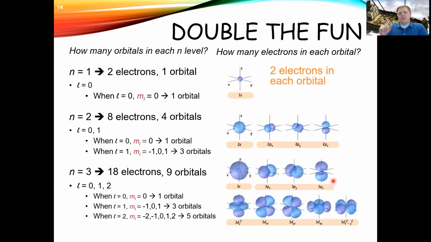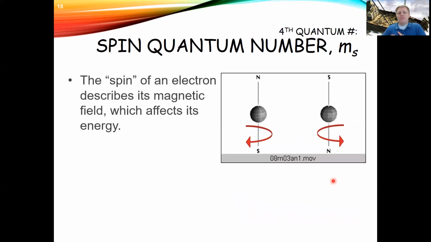So that must mean there's 2 electrons in each orbital. But why 2? Why can we actually have 2 electrons in the same orbital? Why don't they try and spit each other out? And this brings us to that last quantum number, the m sub s. So m sub s, that s stands for spin. And m sub s describes the spin of our electrons.